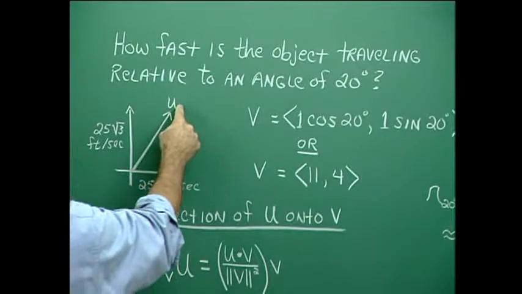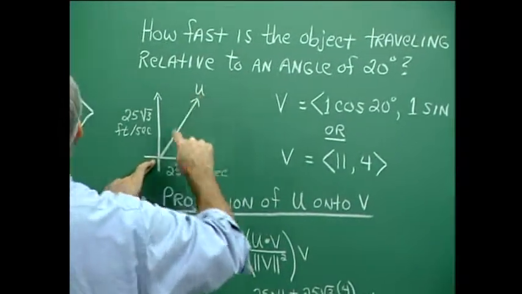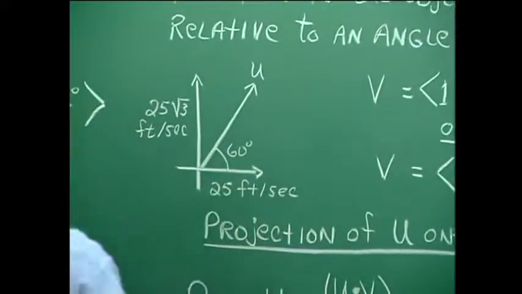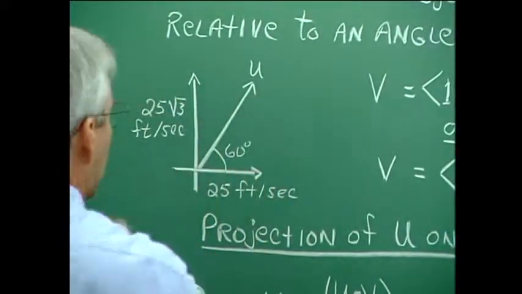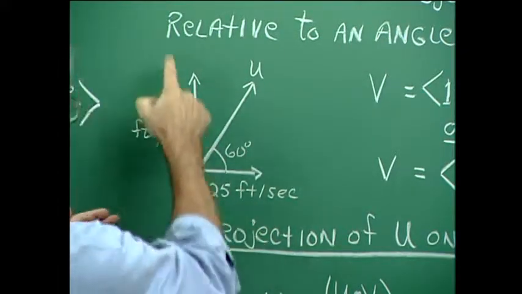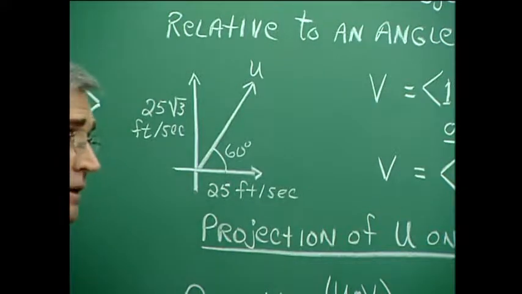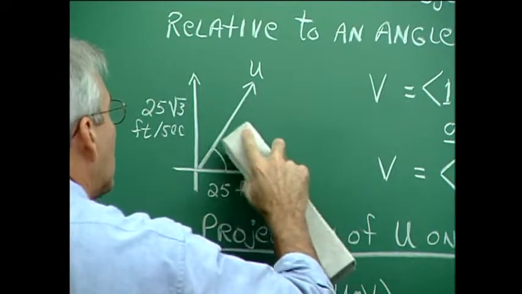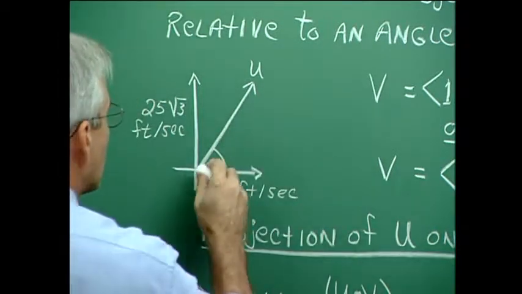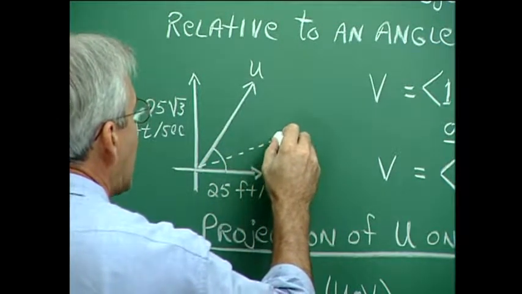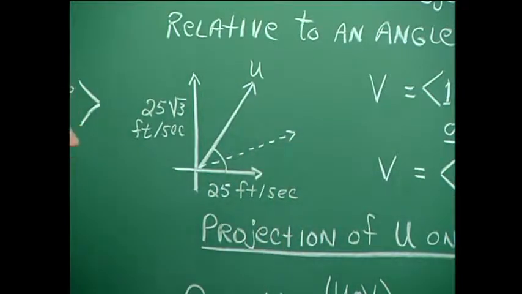Here's our vector u, and it's traveling at 50 feet per second along this angle of 60 degrees. We know from our calculation over here that it's traveling horizontally at 25 feet per second, and vertically at 25 root 3 feet per second. But that's not what we really want to know. What we really want to know is how fast that rascal is traveling at an angle of, say, 20 degrees for our discussion. So, how fast is it traveling in this direction? That's what we're asking ourselves.